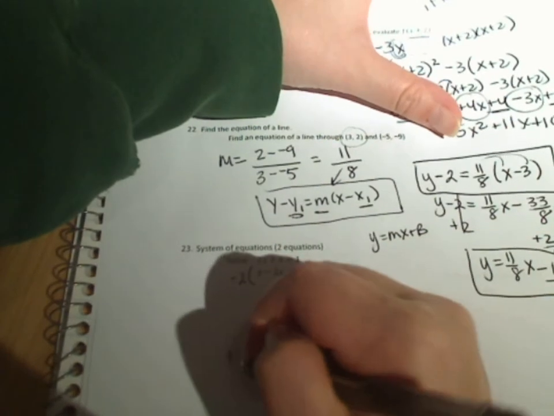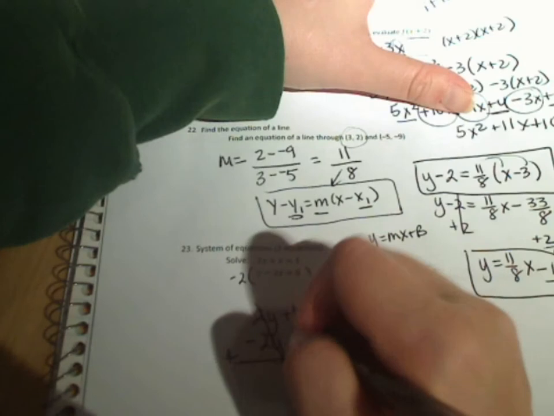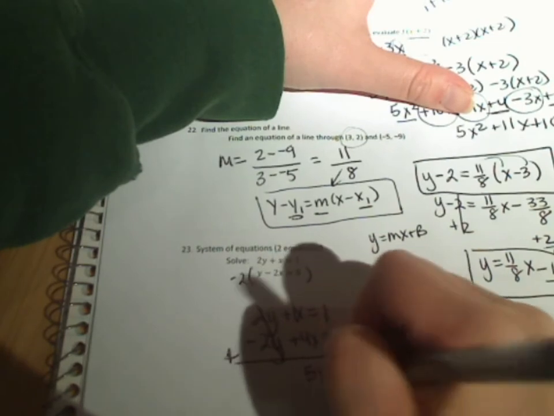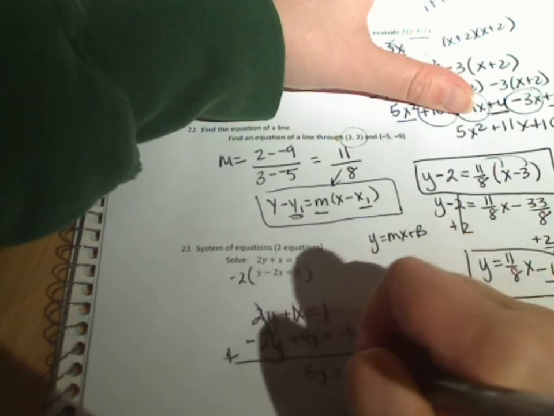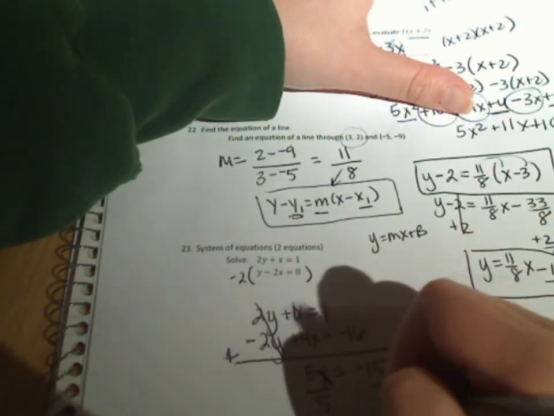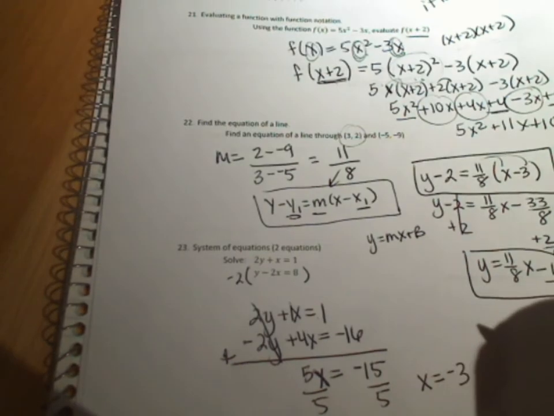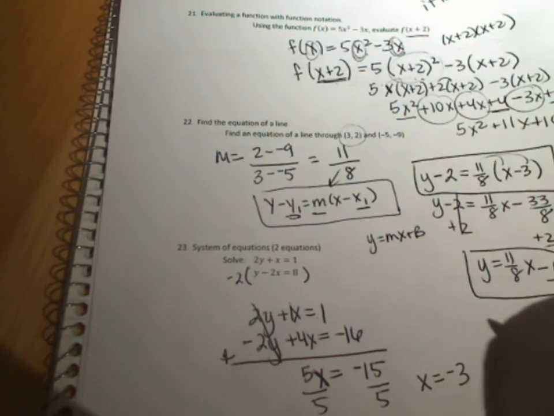And then add down. This plus this cancel out. Woohoo! We got 1x plus 4x is 5x. Got 1 plus negative 16 is negative 15. Finish up by solving for x here. You got half of your answer.